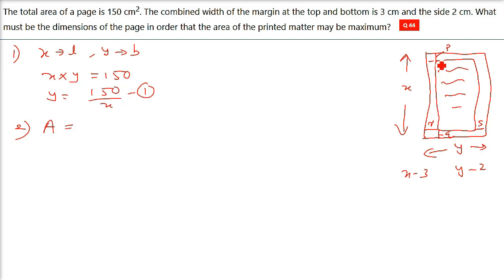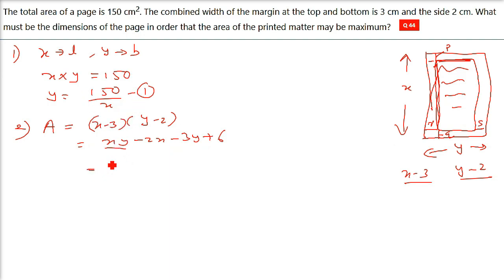What about the area of that space where printed content is going to be printed? Means the area which is actually of any use. The other part will be blank, which we call margin. So the area is length into breadth. Now the area becomes x minus 3 into y minus 2. Multiply them. And when you multiply them, you see x into y is 150. So in place of x into y, just write 150 minus 2x minus 3 into 150 by x, and this is plus 6. This is your area.